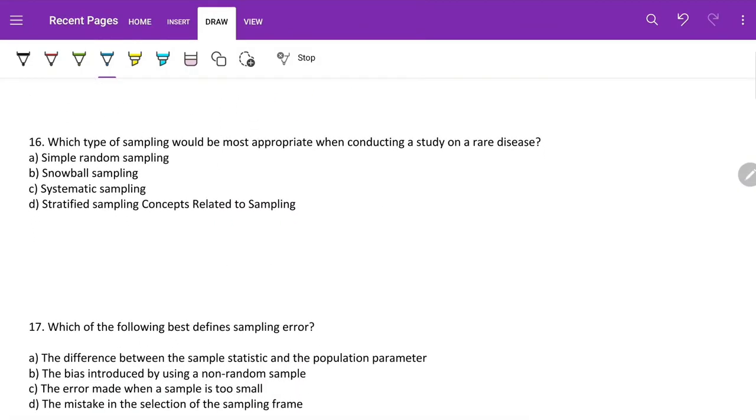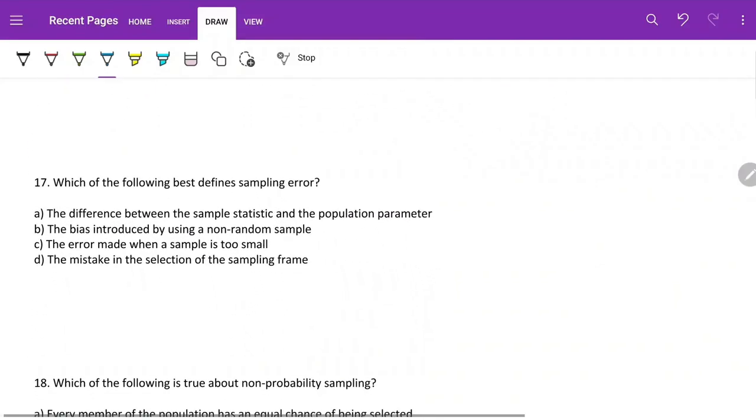Which type of sampling would be most appropriate when conducting a study on a rare disease? If we are conducting a study on a rare disease, we have to go for snowball sampling. Snowball sampling is related to referencing. It is related to word-of-mouth publicity, we can say. A patient with that particular disease, or the people who know the patient with that disease, will refer the patient to you. So we go for snowball sampling for rare disease studies.